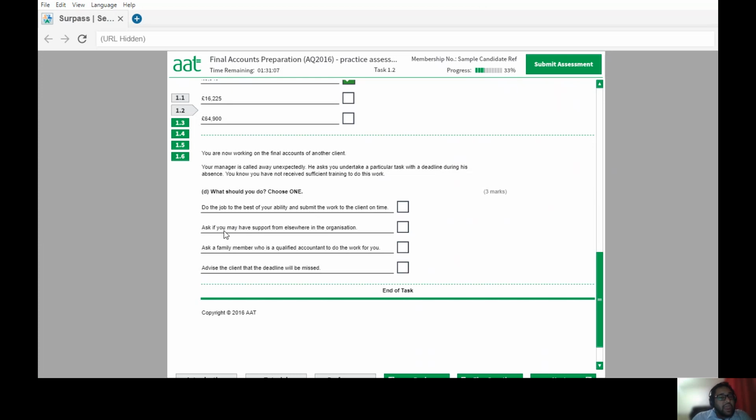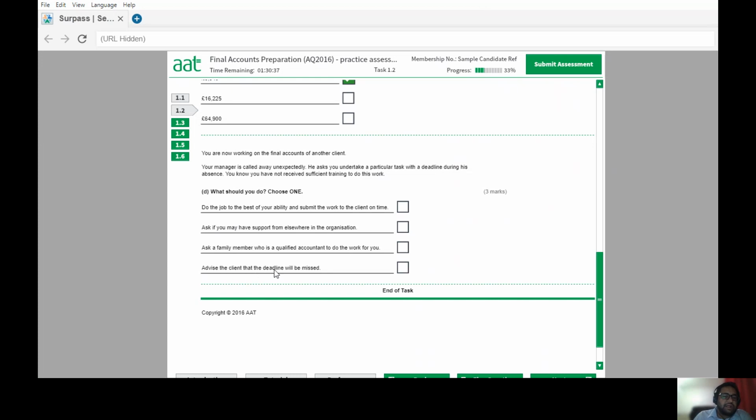But on the other hand, you may ask for support elsewhere in the organization. Of course, you can speak to one of the managers or another line manager or a supervisor or a colleague and find out what sort of support you may get to complete this task. Ask a family member who's a qualified accountant to do the job for you. What is this going to be breaching for you? This is going to breach the principle of confidentiality, because even though he is a qualified accountant, he doesn't work for your same company. Obviously, that is going to breach the confidentiality.